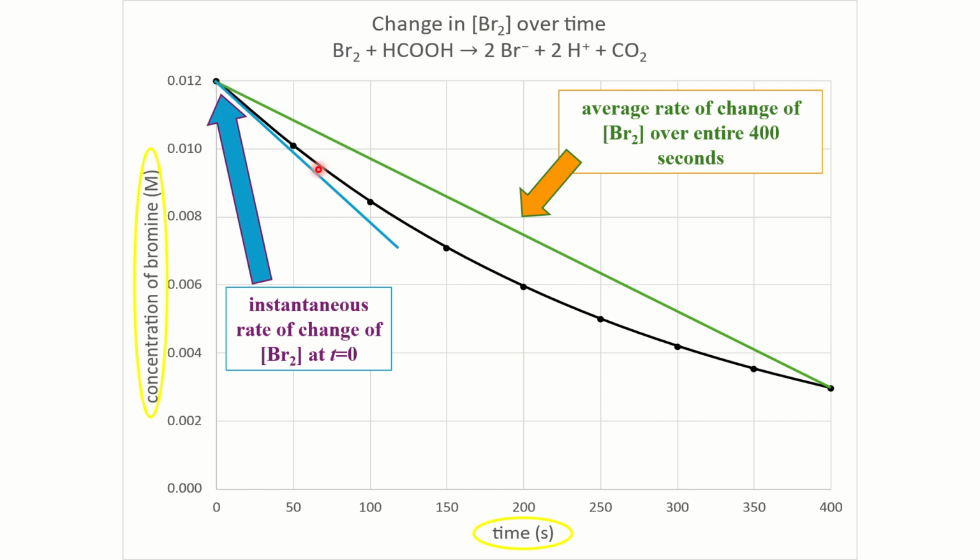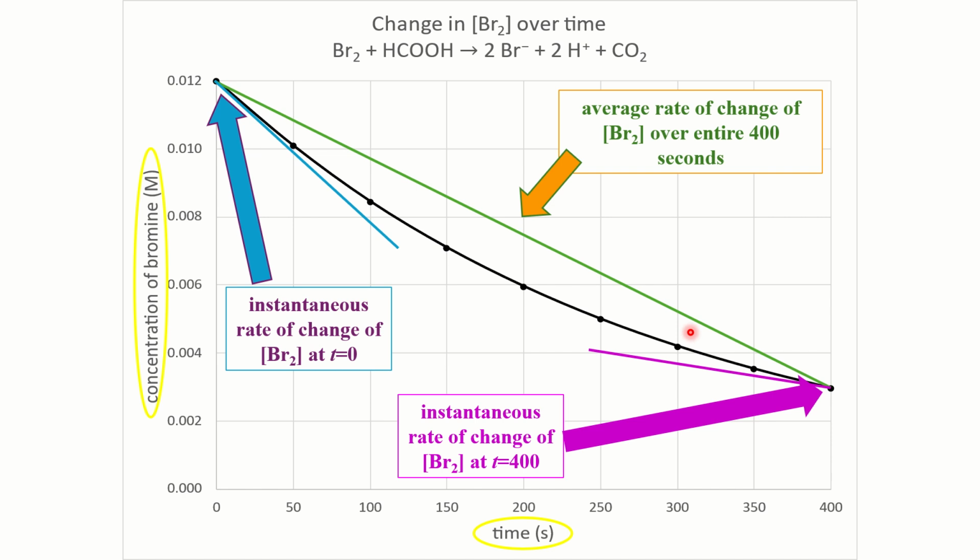So this is an approximation. If you want to get the actual value, you would want to do a little bit of calculus and take a derivative. Here we're just estimating visually, and so I get a tangent line, which gives me the instantaneous rate of change of Br2 at t equals 0. I could also do this at t equals 400, so drawing a tangent line off this last data point right here.